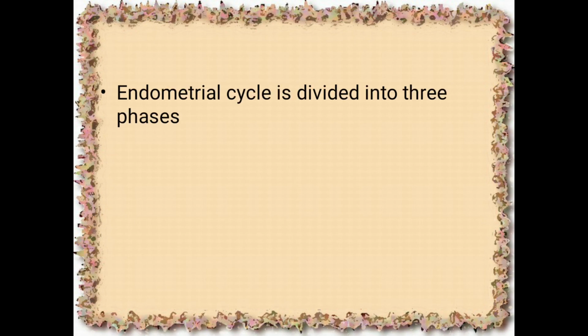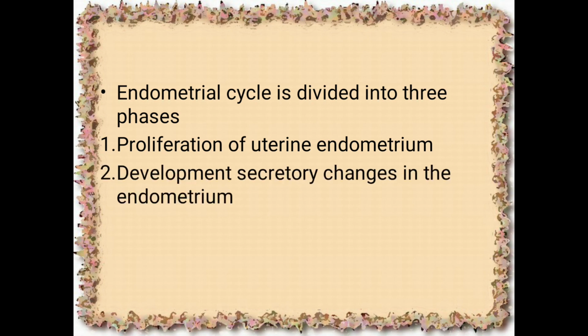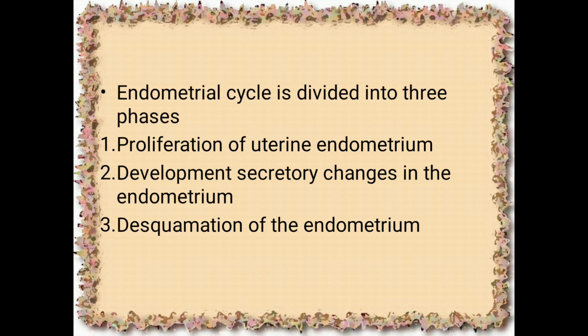This endometrial cycle is divided into 3 phases: proliferation of the uterine endometrium, development of secretory changes in the endometrium, and then the desquamation of the endometrium. So 3 phases. The first phase is the proliferative phase, the second is the secretory changes, and then the desquamation of the endometrium is nothing but the menstrual phase, the bleeding phase. We will see them one by one.